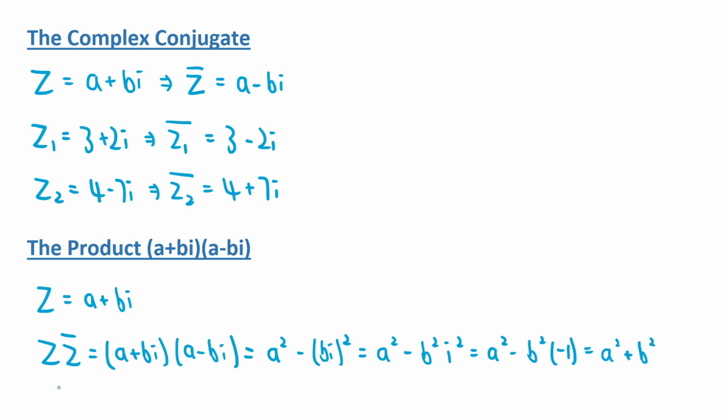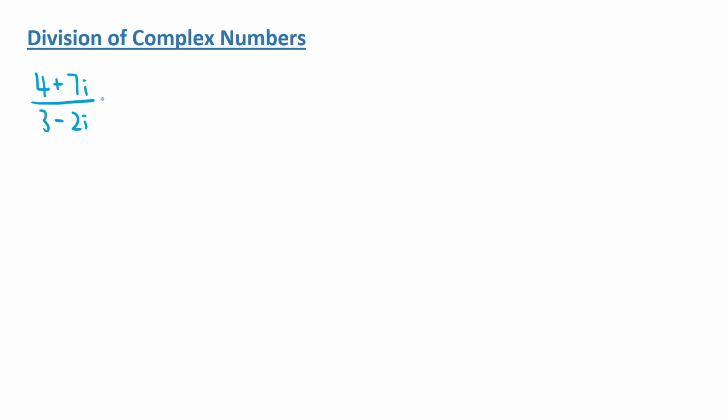Therefore, we can conclude that z times z bar is equal to a plus bi times a minus bi, which is just equal to a squared plus b squared. And this is a formula that's important for division of complex numbers. And notice how the result of multiplying a plus bi times a minus bi, which are two complex numbers, is just a real number, a squared plus b squared. Alright, so now we can get into the division of complex numbers.